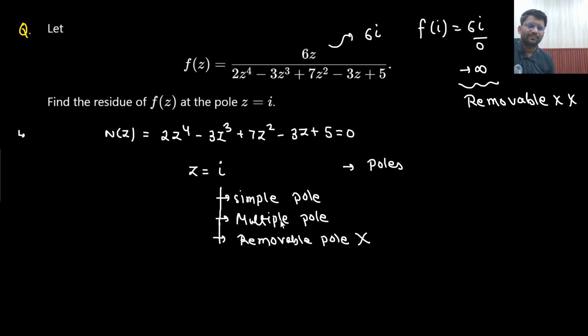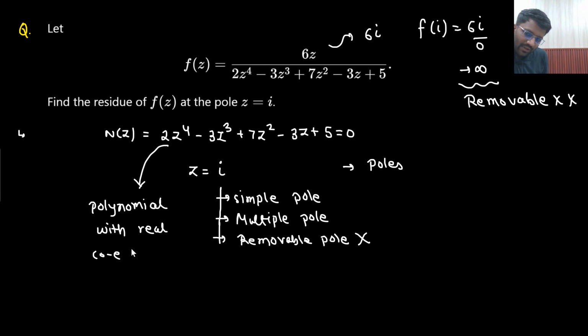That's the question. Now this is your polynomial with real coefficients. Say yes or no. Look, this question has been solved in the PYQ book, but they have already considered it as a simple pole only. But what is the reason that it is a simple pole? Why can it not be repeated? So that I am telling. This is a polynomial with real coefficients.